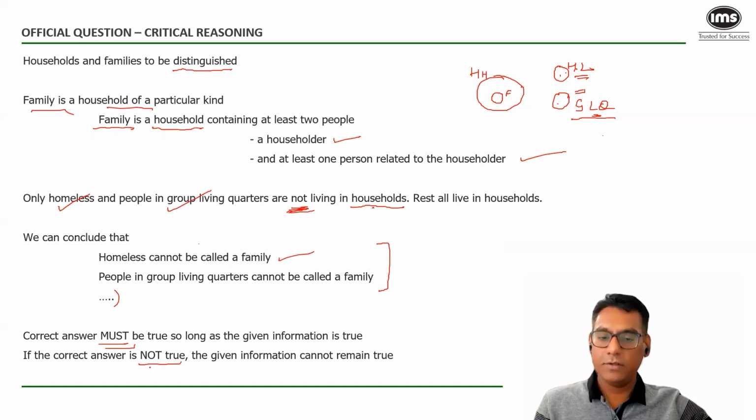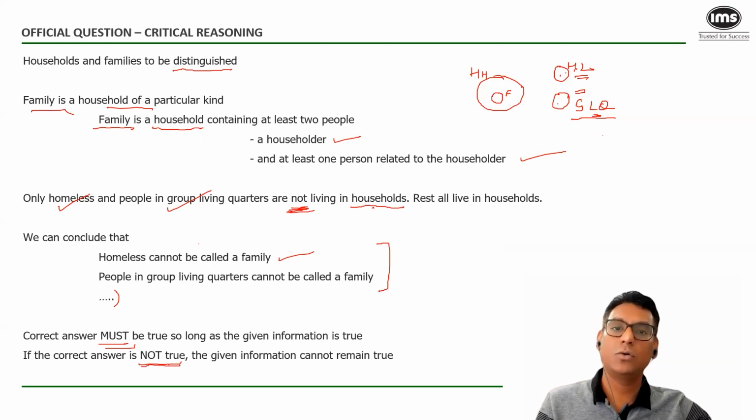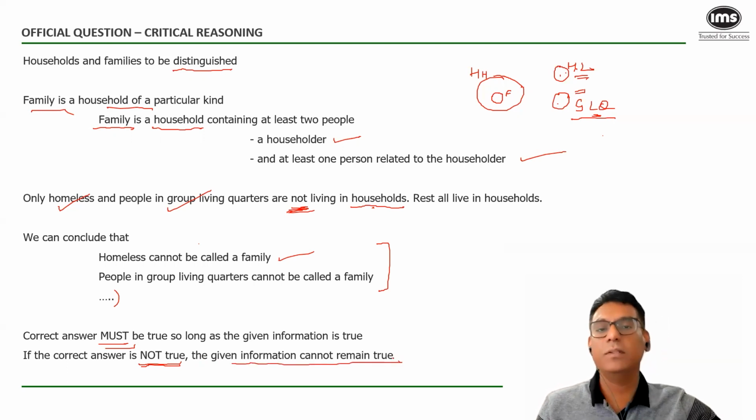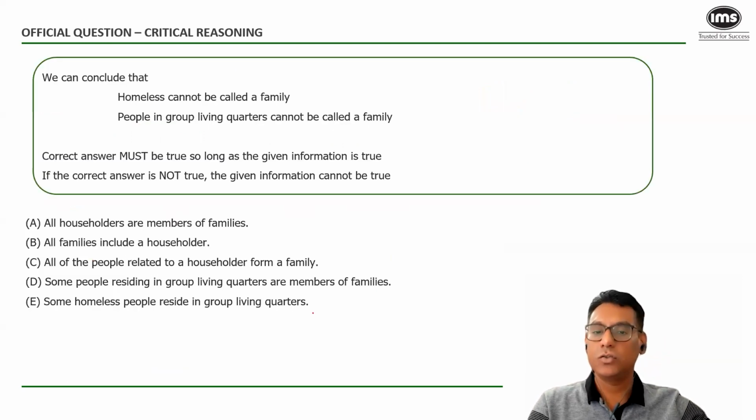Okay, if something must be true, if that inference is negated, that means if I consider the case in which it is not true, I should have some problem with the given information. That's sort of the negation test reversal logic that I'm going to use. So based on that, let's go through the answer choices.